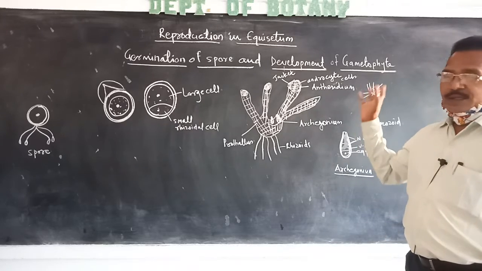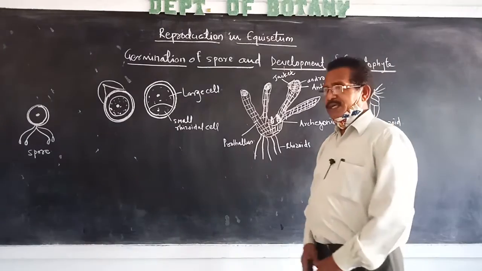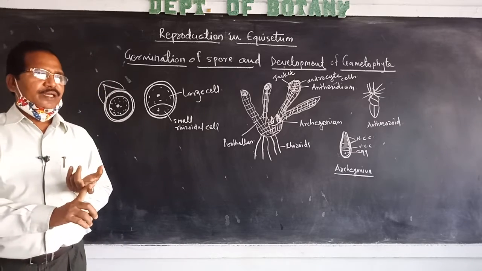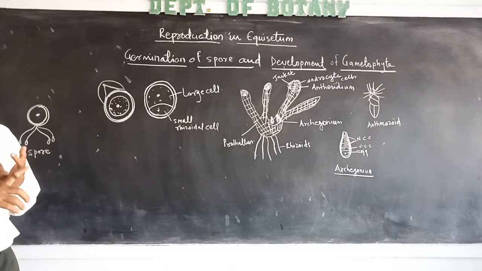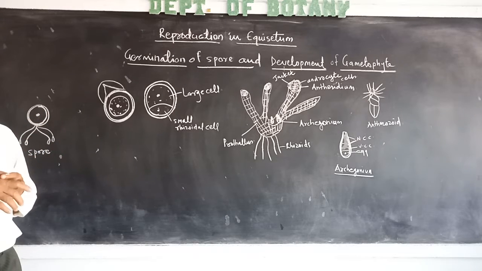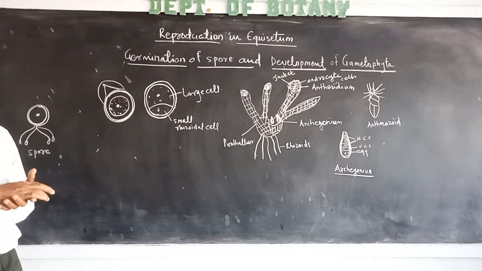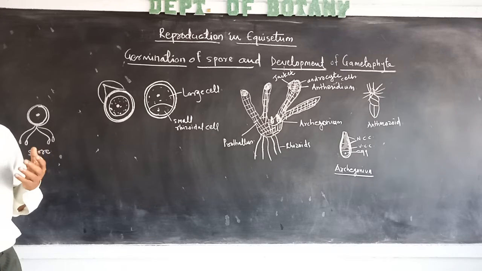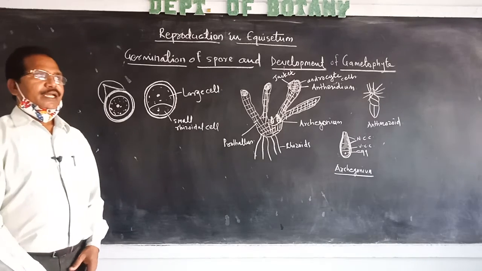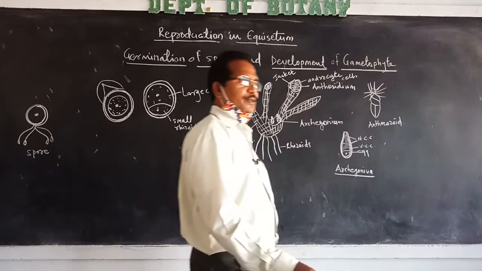The life cycle of any pteridophyte consists of two phases, sporophytic phase and gametophytic phase. The sporophytic phase is the dominant phase, means it remains for a long duration, while the gametophytic phase is of short duration, and the spores are formed on the sporophyte. The name itself indicates that sporophyte means which produces spores, and gametophyte means which produces gametes, and gametes are formed inside the male and female sex organs.